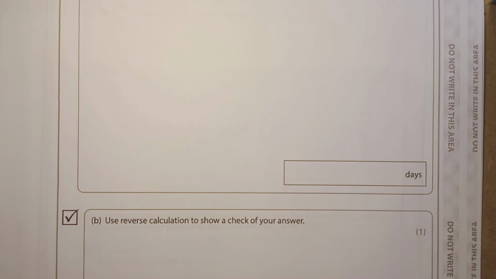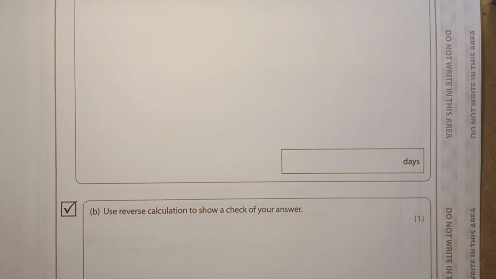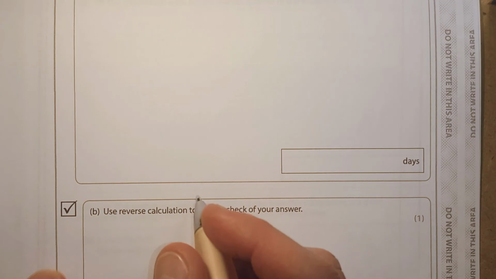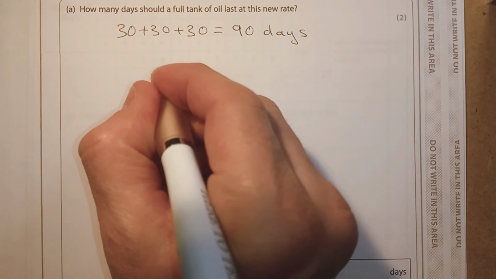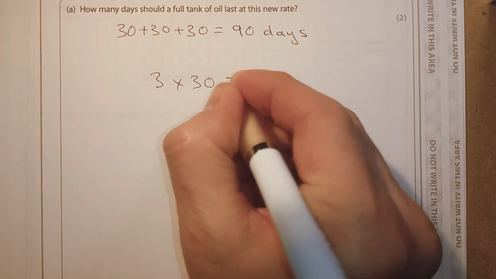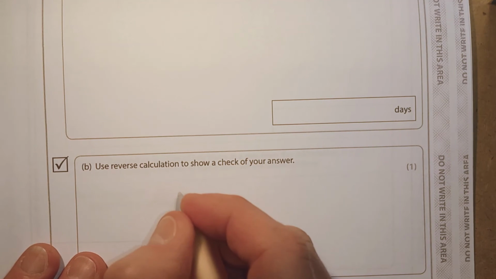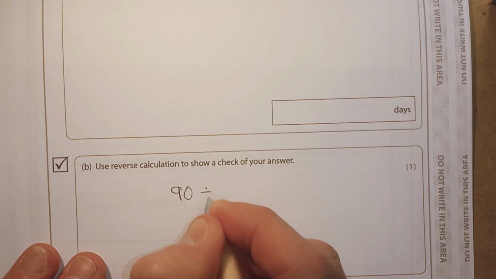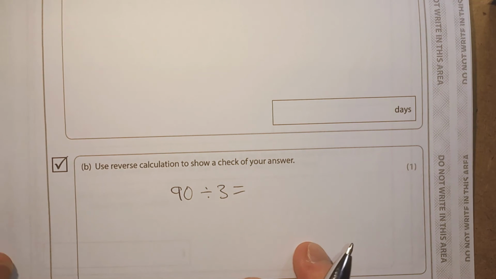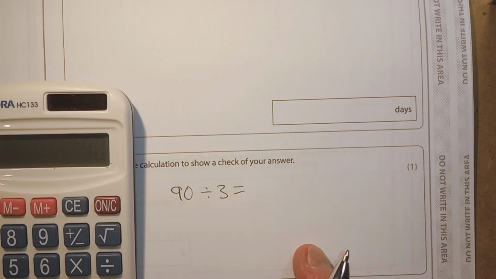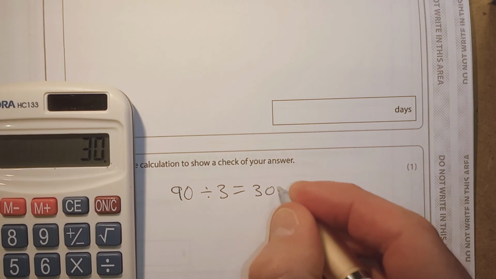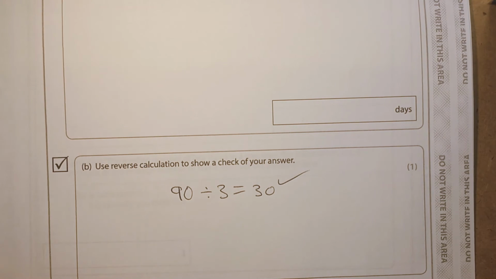And then we've got a part B to this question as well. Use reverse calculation to show a check of your answer. Well, we did 30 plus 30 plus 30 is 90 days, but you could also think of that as 3 lots of 30 is 90 days. So we can do it in reverse. We'll start with the 90, we'll divide it by 3, and it takes us back to 30 days. There's our check.